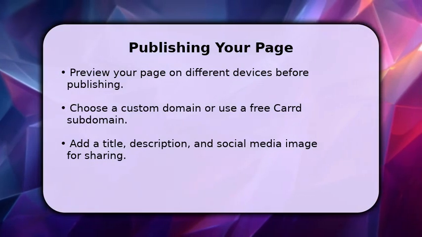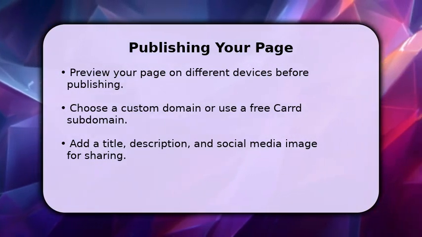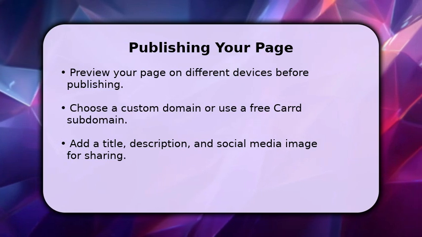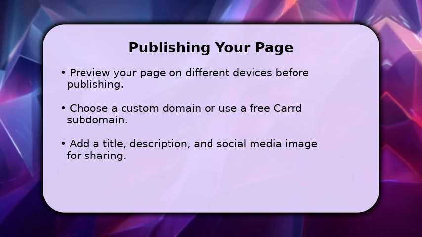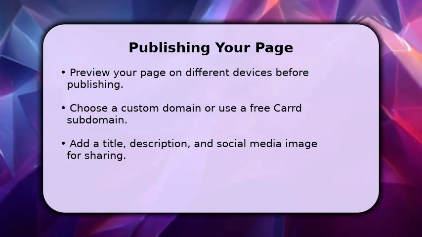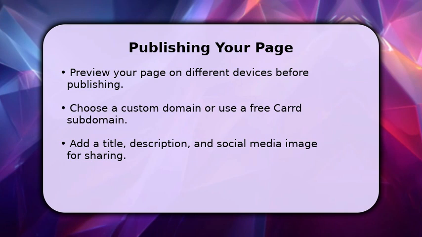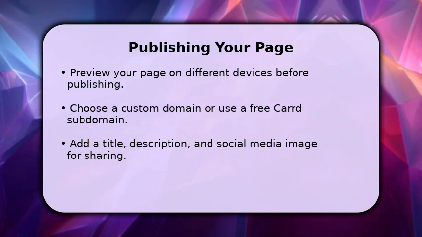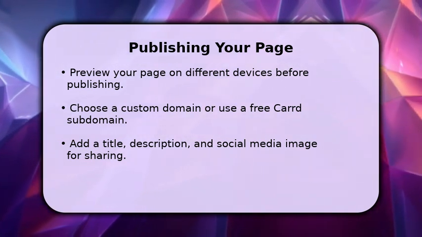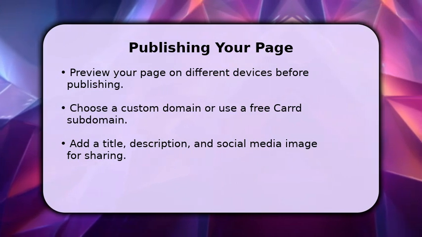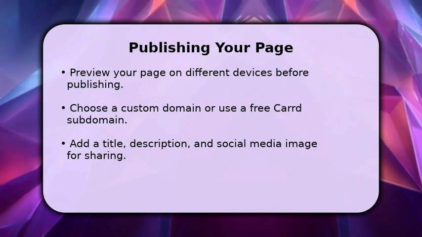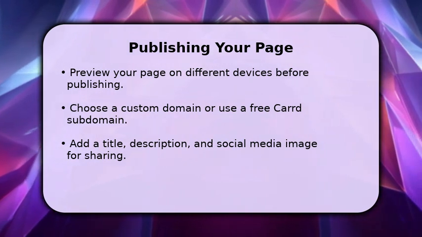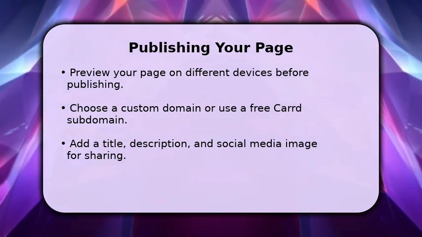Before making your page live, always preview it to ensure it looks great on various devices, from desktops to mobile phones. Once satisfied, click the Publish button. You will then be prompted to choose a site title, a brief description, and an optional social media image. You can publish to a free CAD subdomain or connect your own custom domain for a more professional look. With just a few clicks, your polished, one-page website will be live and accessible to the world.